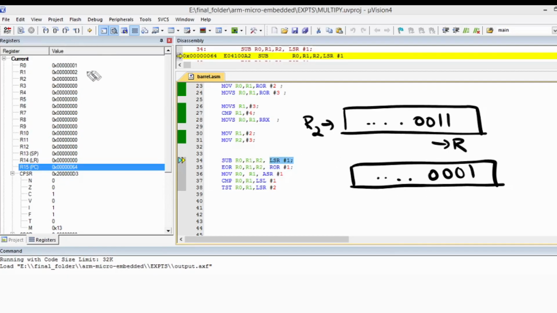What is R1? R1 is 2. And what is this value? This is nothing but 1. 2 minus 1 is nothing but 1. So the value 1 should be stored in R0. Let's see if that happens.